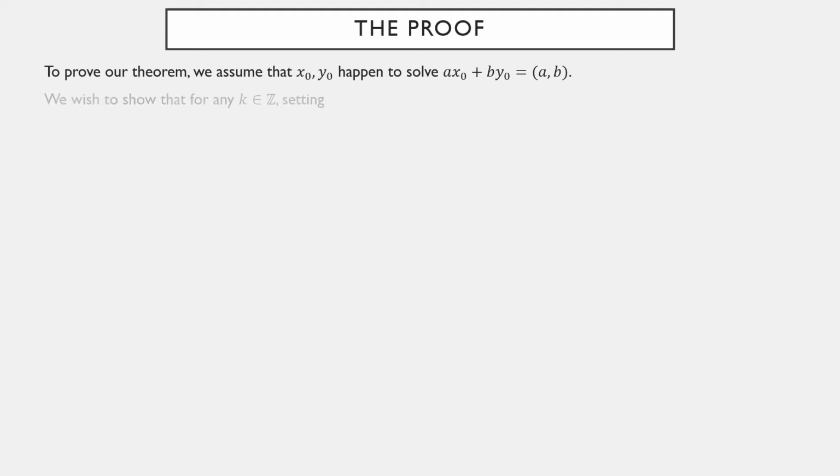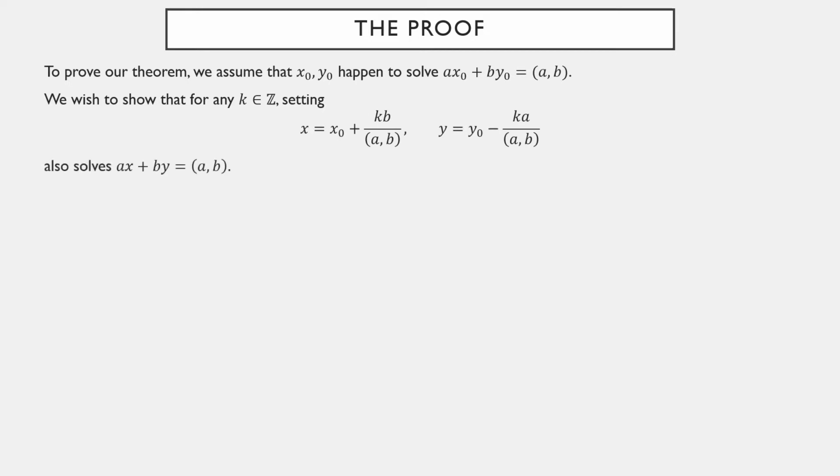Well, let's prove that this technique works and also gives you the only possible solutions. So we start off by assuming that we happen to have one solution, ax0 plus by0 is the GCD. Next, what you want to show is that if you pick an integer and set x and y to be these forms here, you will also solve ax plus by equals the GCD. This is half of our proof. If you have one solution, then we're going to show that any pair of this form also solves our desired equality. Well, it's just a matter of computing.